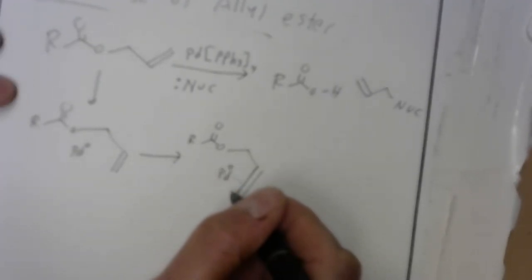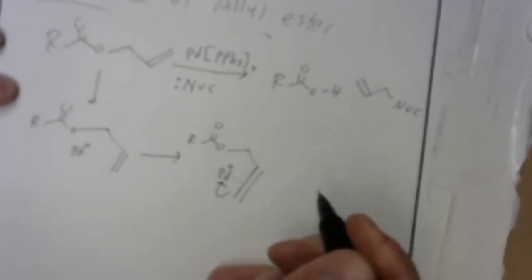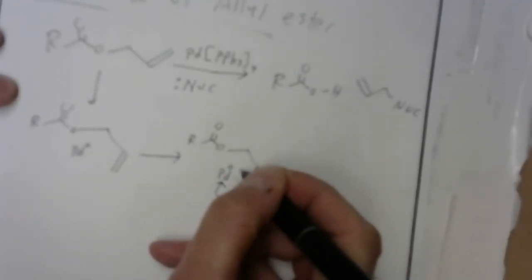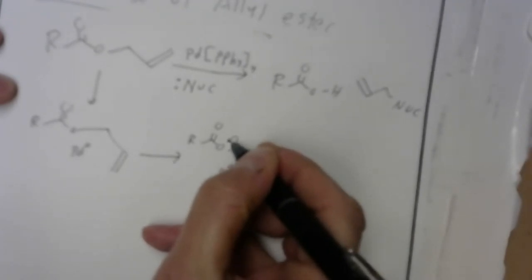Palladium was palladium zero, right? So the first thing that happens is the palladium kind of sits around, then forms an interaction, like a dot, dot, dot. It's an interaction, okay? And so then what happens is the double bond attacks the palladium, and then the palladium attacks this carbon simultaneously, kicks off the carboxylate. That happens. All right, we're getting through this. So what does that create?